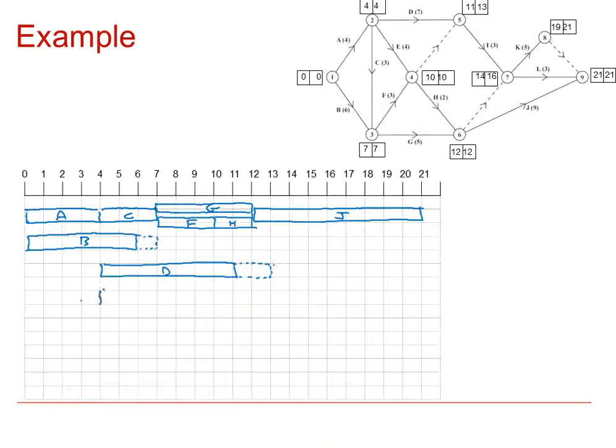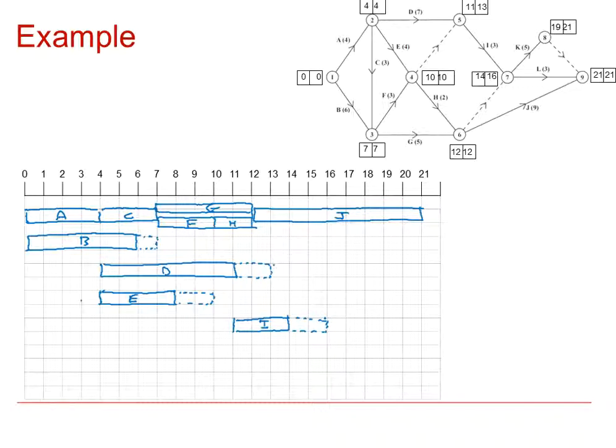Look at activity E, has to start no earlier than 4 and last for 4 units, so that takes us from 4 to 8, but E could finish as late as 10, which would give us 2 units of float. And then activity I could start as early as 11 and last for 3 units, so that would go from 11 to 14, but I could finish as late as 16, so that would give us an extra 2 units of float.